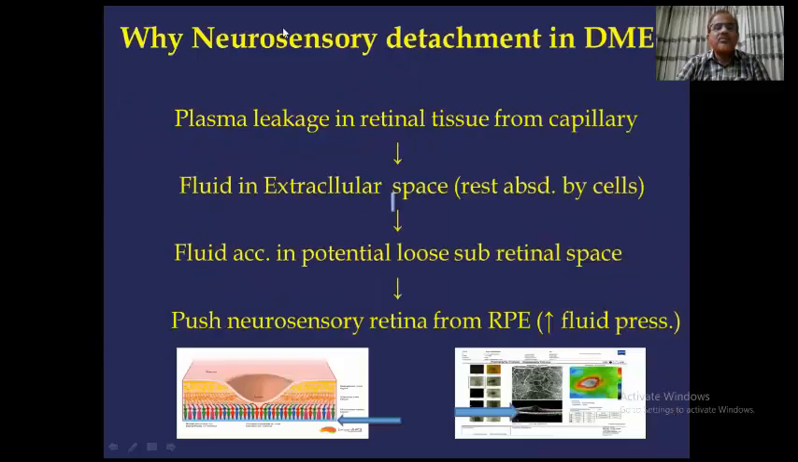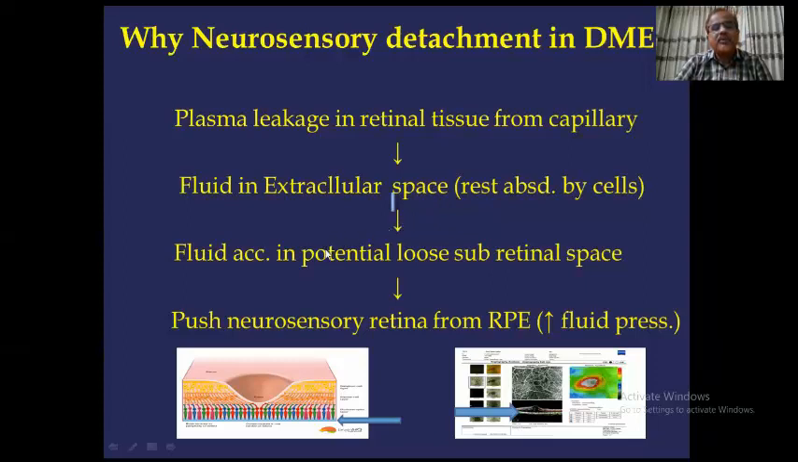Why neurosensory detachment in diabetic macular edema? There is plasma leakage from the capillary into the retinal tissue, causing fluid in the extracellular space, which is absorbed by cells. Some fluid is present in the extracellular space. If the leakage is long standing, then the lipid portion is not absorbed, so it is deposited in the retina in the form of hard exudate.